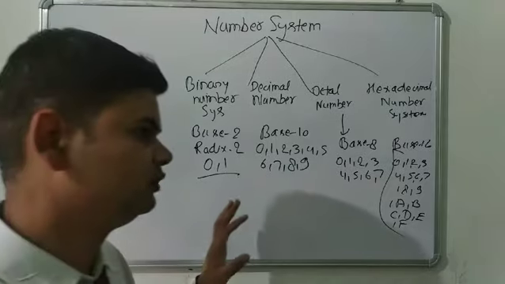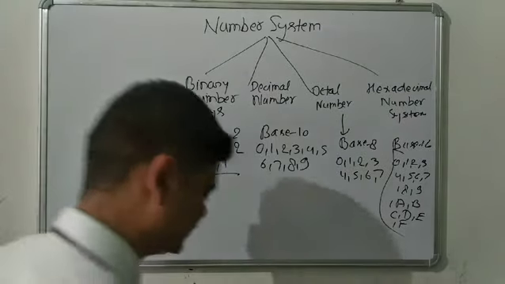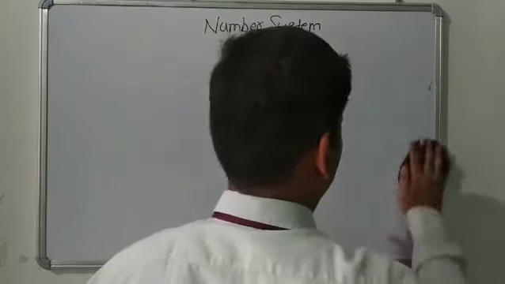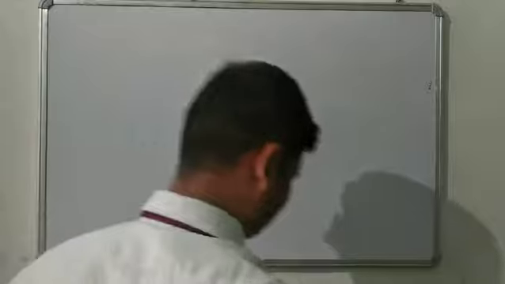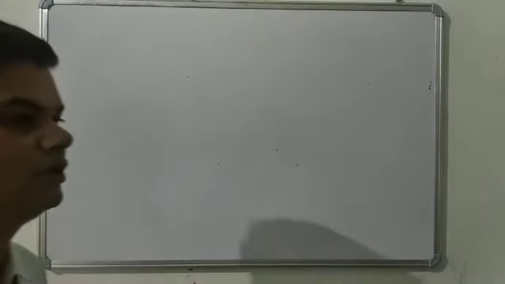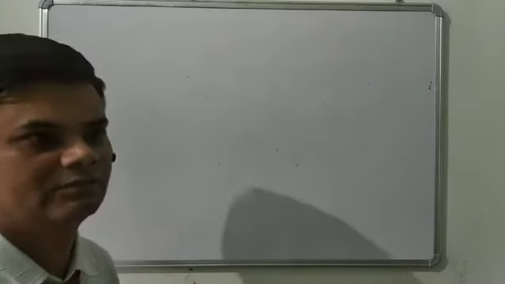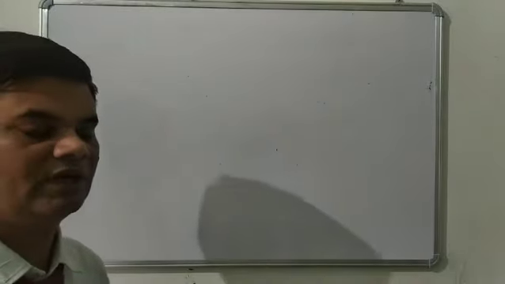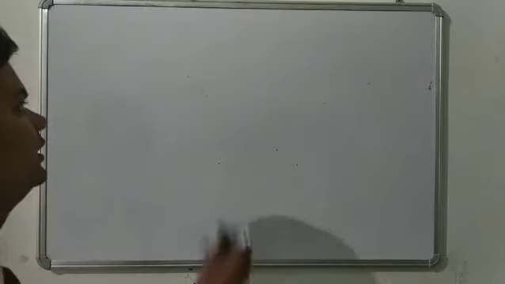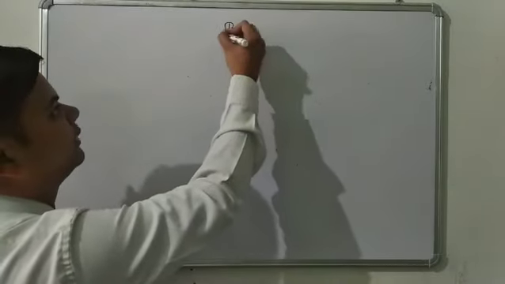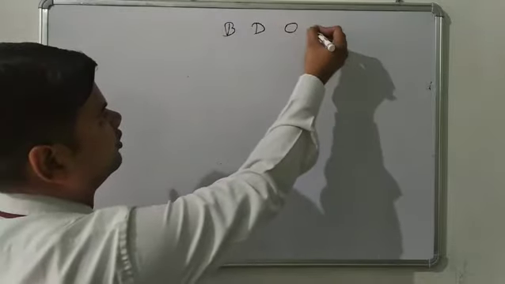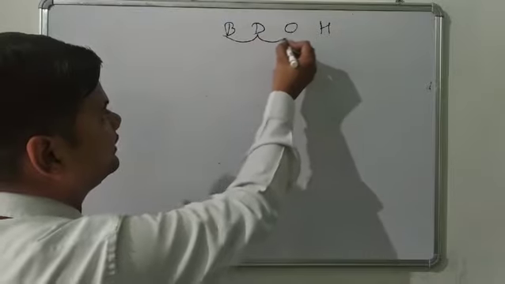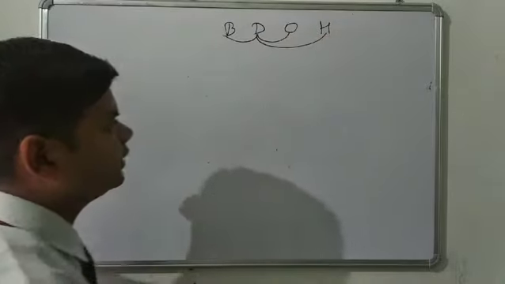Okay, now we have to discuss the conversion. What is conversion? In a conversion, we have to convert one number system into another number system. That is known as conversion. So in this lesson, we will discuss three conversions. We have four number systems: binary, decimal, octal, and hexa. So first we convert decimal to binary, decimal to octal, and decimal to hexa.